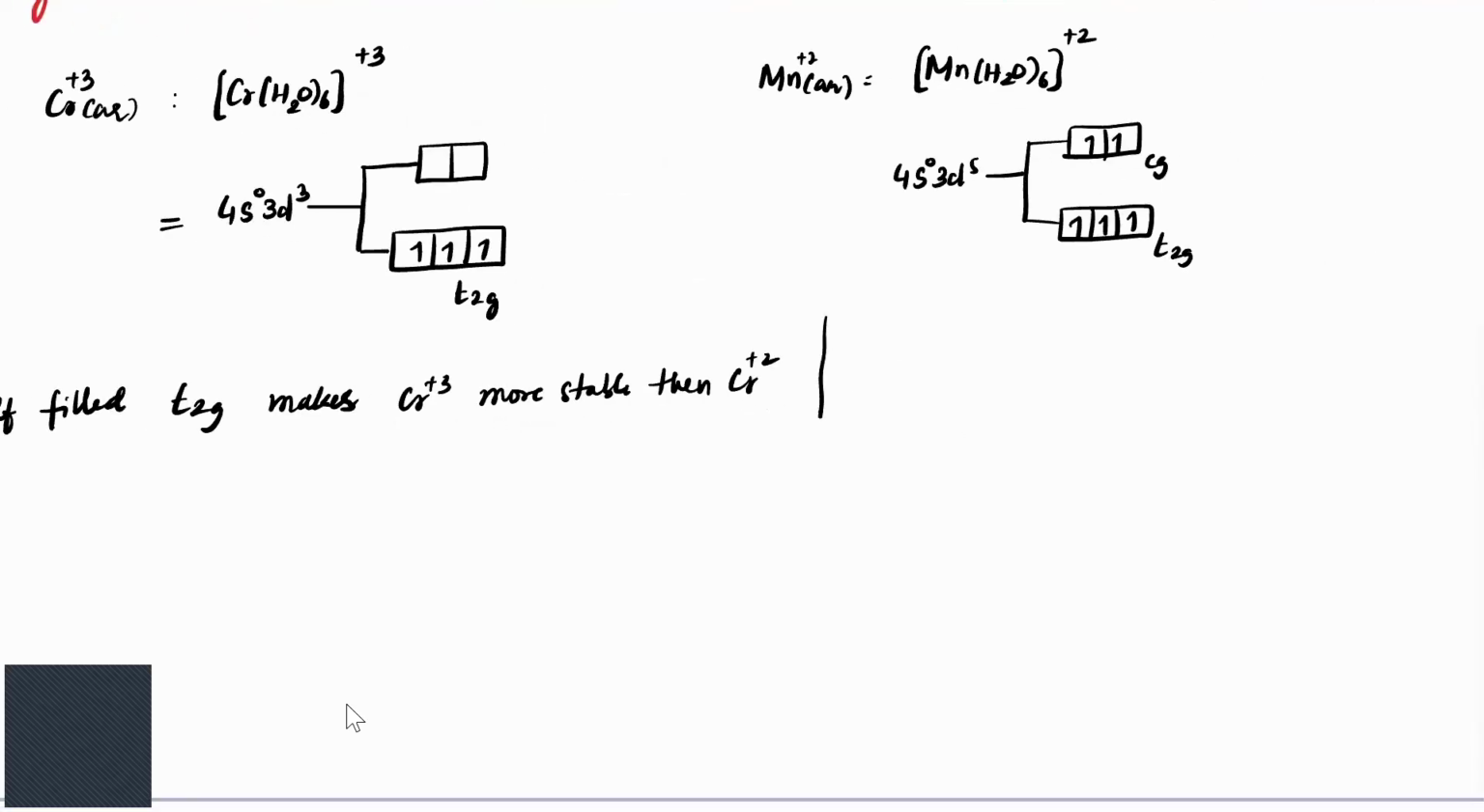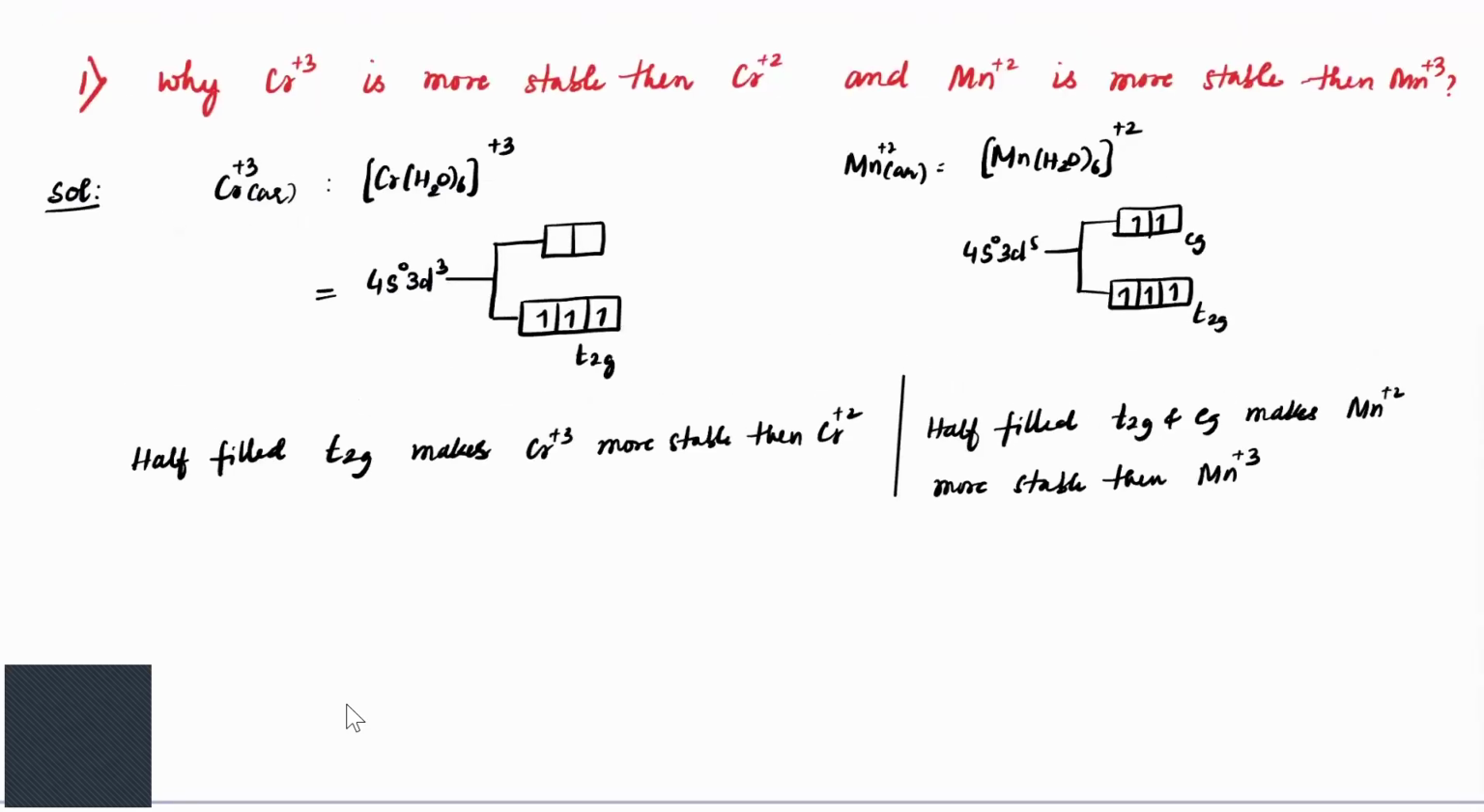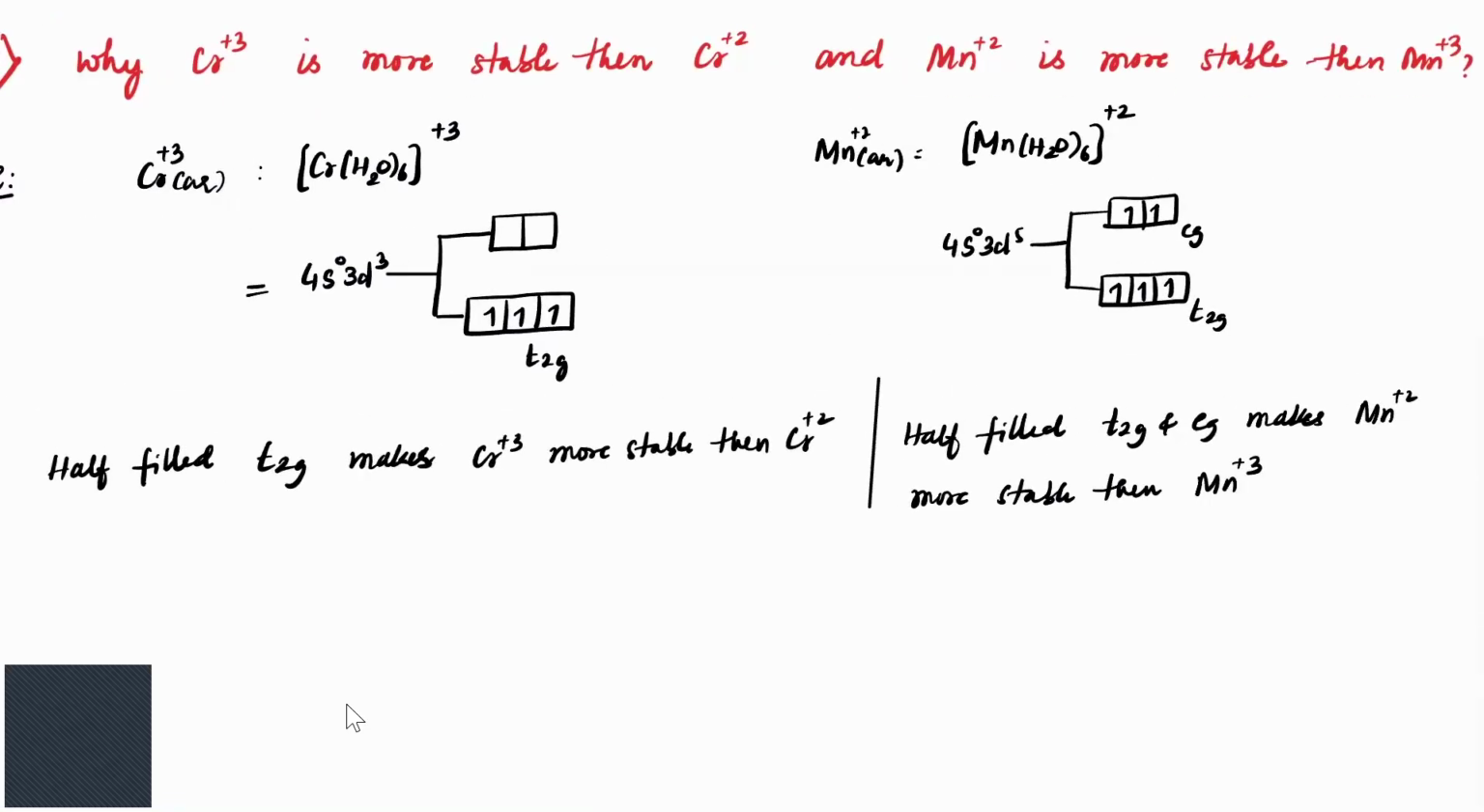While here, when it comes to manganese, half-filled t2g and eg makes Mn plus 2 more stable than Mn plus 3. Got it? So in one case, plus 3 is more stable. The other case, plus 2 is more stable.